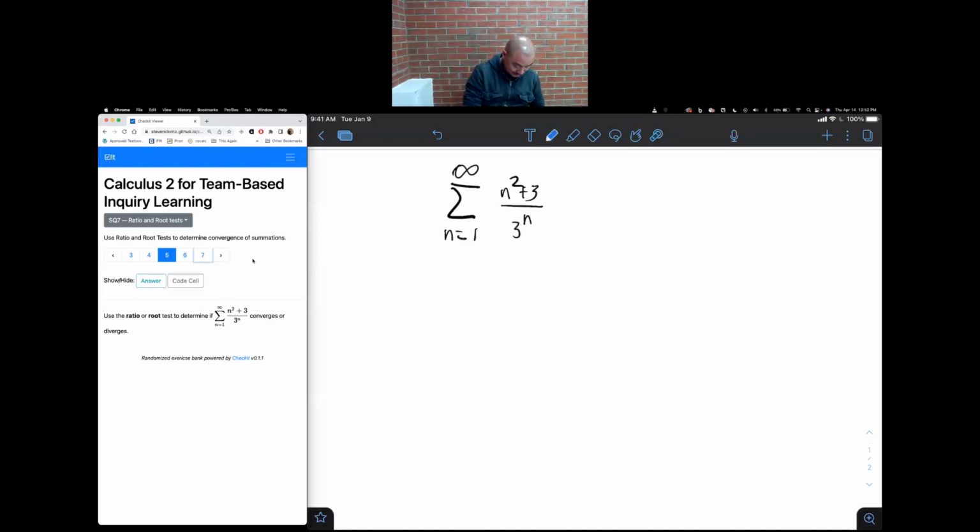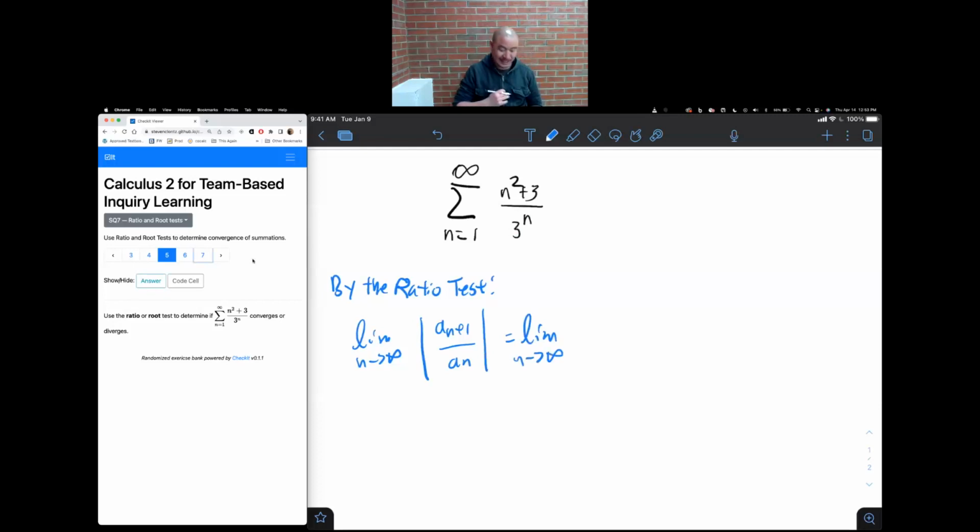So by the ratio test, we should be looking at the limit as n goes to infinity of a sub n plus 1 over a sub n. And so first thing we want to note is that we can drop the absolute values. They're really not doing much for us since all of our terms are positive.